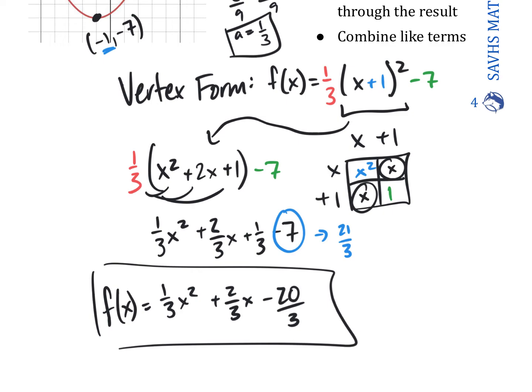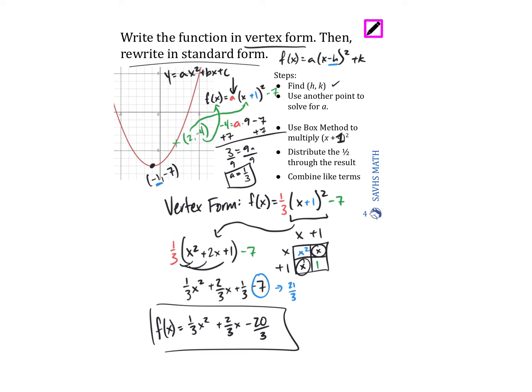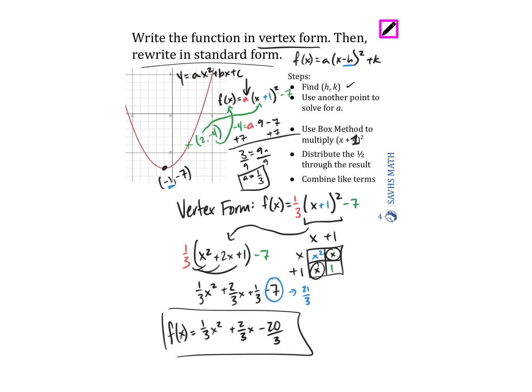So on the practice, you're going to go through this whole process where you take a look at the graph, and then you write it in vertex form. Then you multiply out your vertex form using the box method, and then you distribute and combine like terms to get to standard form. This is standard form. And this is vertex form. So these two equations are the same for the same f of x. It's just two different forms.